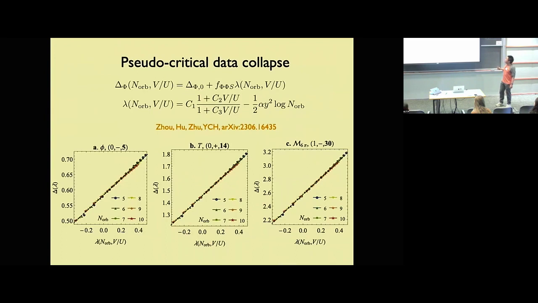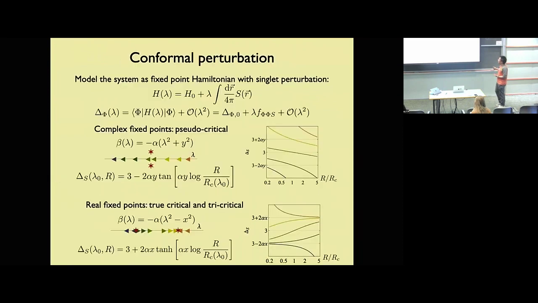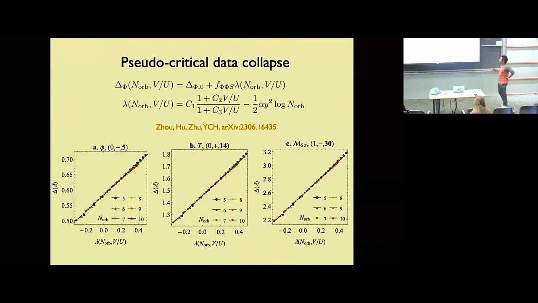And here V over U is just a tuning parameter for us to access different points in our phase diagram. And then this lambda is just the coupling, right? And then we try to fit this lambda by using this formula coming from the conformal perturbations for a complex fixed point. And those C1, C2, C3, this alpha times y squared are the free parameters for us to fit.